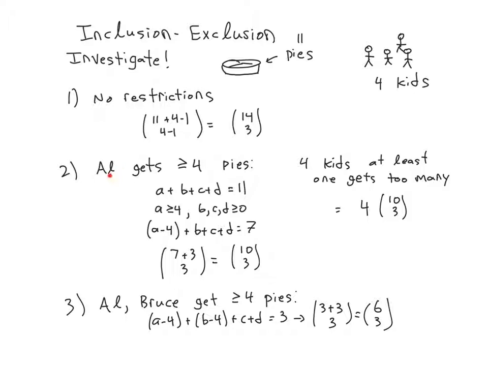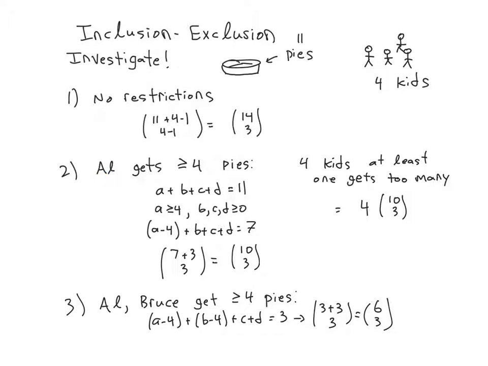So suppose the first kid, which the book decides to name Al, gets at least 4 pies. Well then, the number of ways that you could distribute the pies so Al gets at least 4 is the number of solutions to this equation, where A is at least 4. One way to solve this problem is to first give Al those 4 pies and then distribute the remaining 7 among the 4 kids. And the number of ways to do that after you've given out the 4 pies is 7 plus 3 choose 3 for distributing 7 pies among 4 kids. So 10 choose 3.